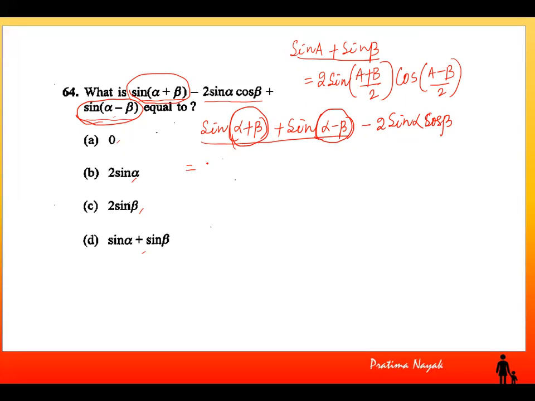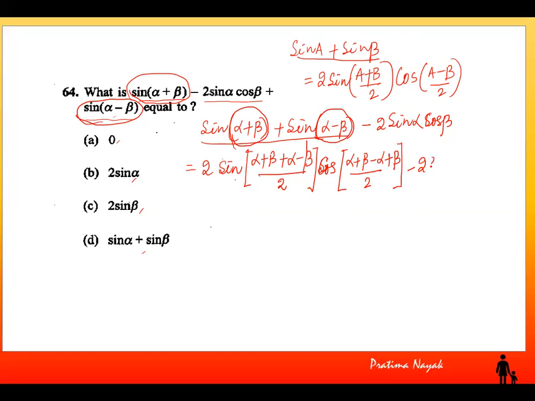So it will be 2 sine of (A plus B) by 2, that is, (alpha plus beta plus alpha minus beta) whole by 2, into cos of (alpha plus beta minus alpha plus beta). I am subtracting, so beta will be positive. And the third term will be as it is, sine alpha cos beta.